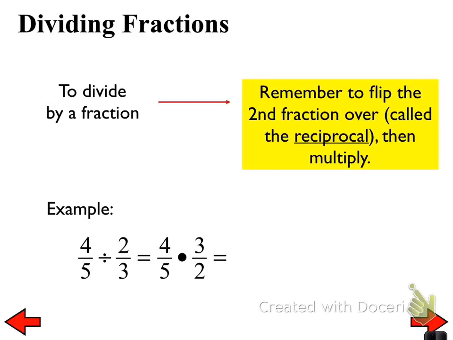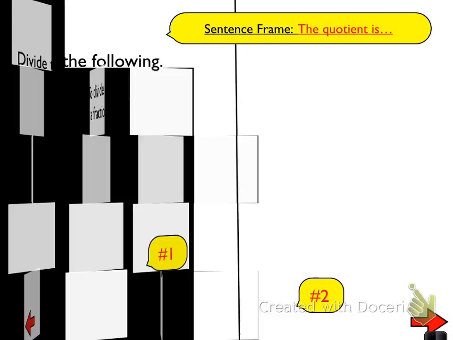So 4/5 stays the same. I'm changing it to multiplication. I took the reciprocal of 2/3, so that's how it became 3/2. I'm going to check if I can cross cancel. I can. They both have a 2 in common, so 4 divided by 2 is 2. 2 divided by 2 is 1, leaving me with 6/5, but that's improper, so I got to change it to 1 1/5. Okay.